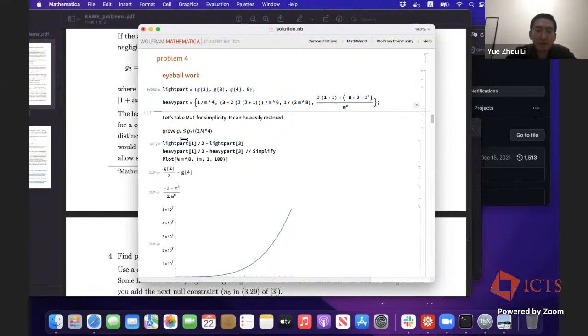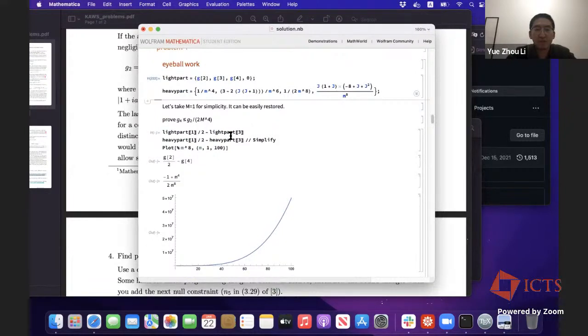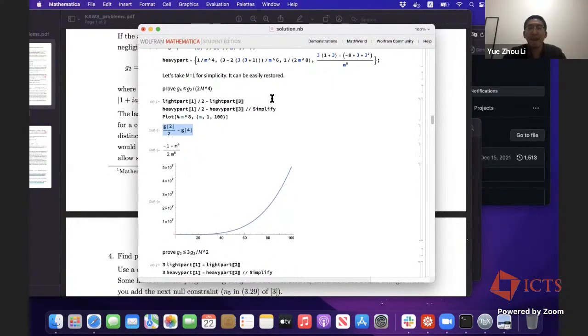For example, to prove this bound on G4, we can use the light part. The light part gives the combination G2 over 2 minus G4. We can then use the same combination for the heavy part, which gives us an average of some stuff. That stuff has to be positive for any mass larger than capital M and for any spin. But now there's no spin, so we can just check it's positive for any mass larger than one. And of course, it's simple.